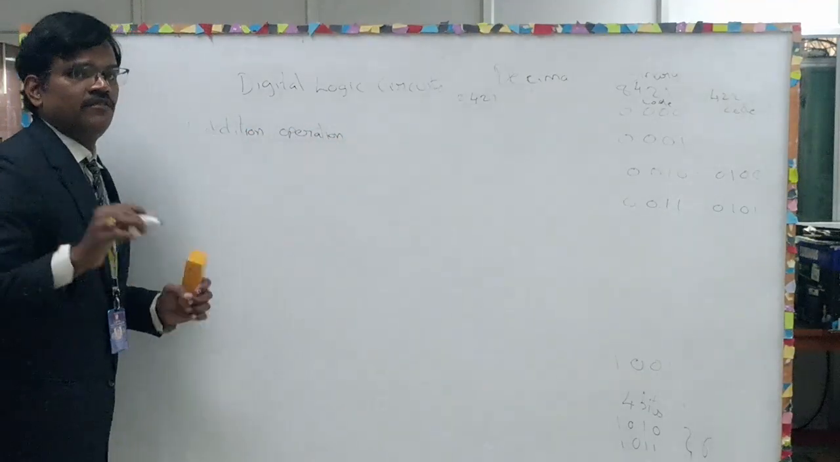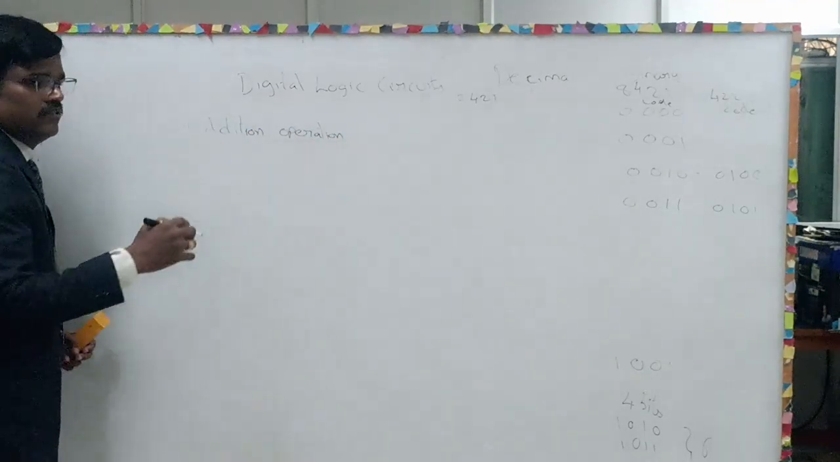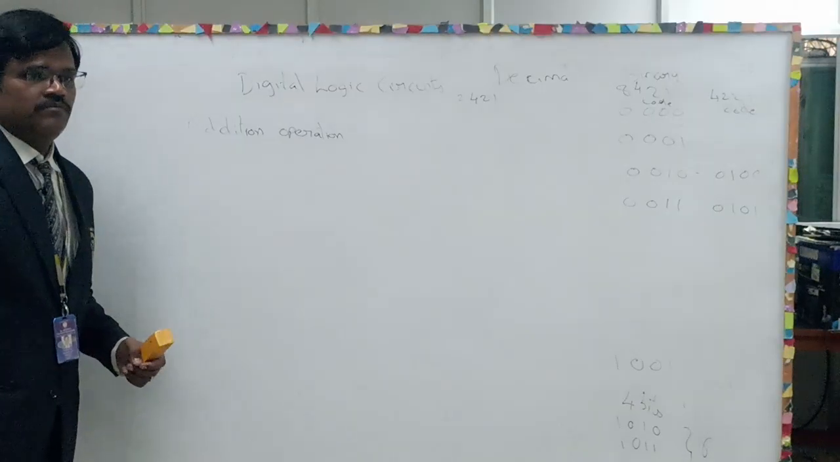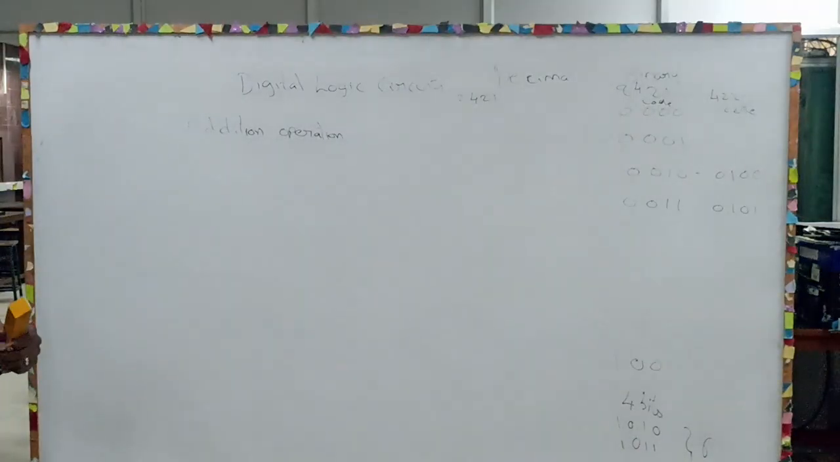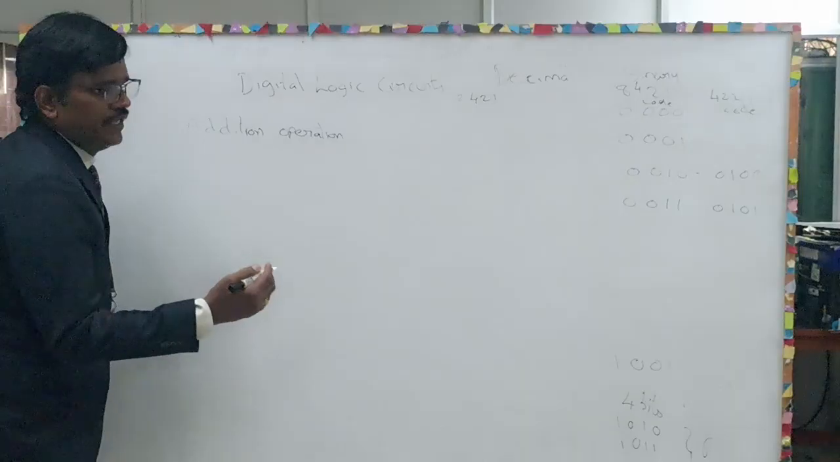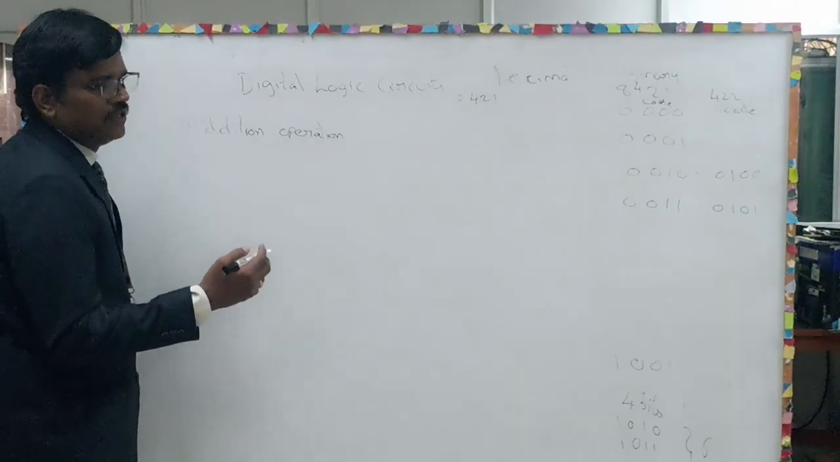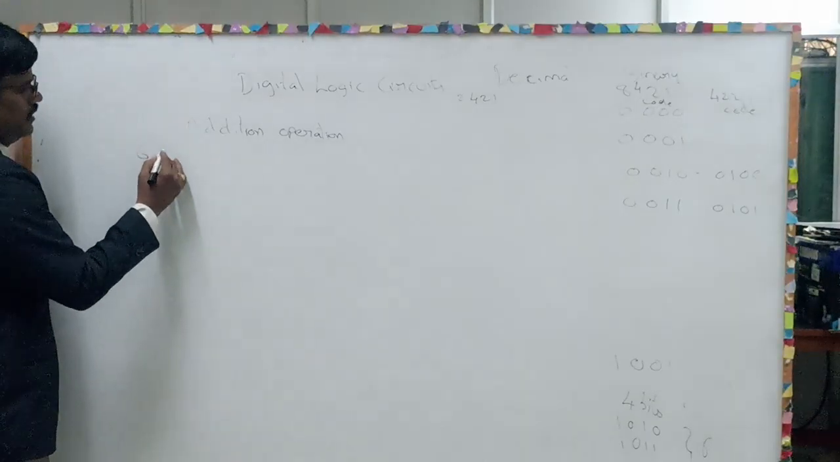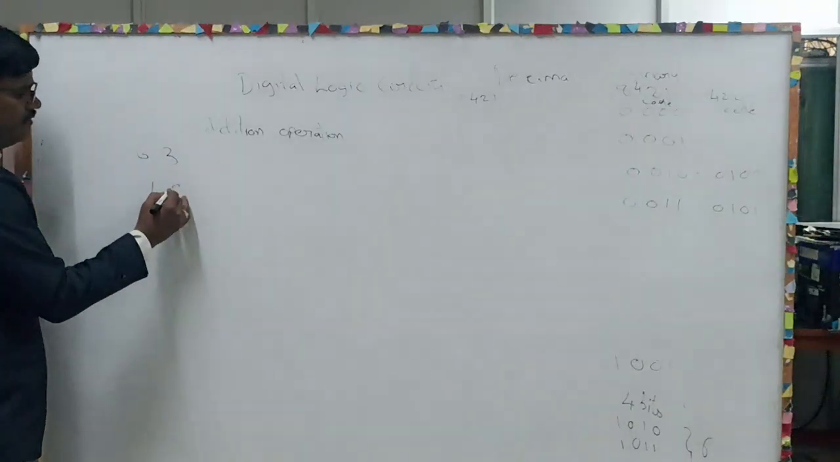Addition operation in the codes. We have seen the BCD code. So, in the BCD code, how to add? Let us take an example. Let us have 63 to be added with 19.